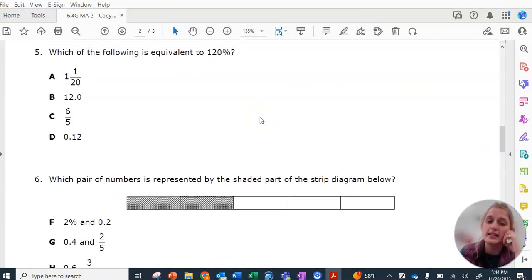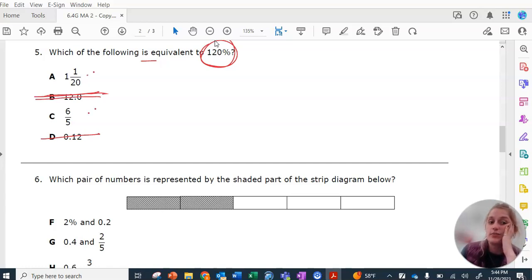Which of the following is equivalent? So we are looking for the one that's the same as 120%. 120% is bigger than 100%, so it can't be smaller than 1. It's also like 100%. You got 100 and an extra 20. So it's not going to be like you got 12 100s. That would be a lot. So you're choosing between one of these two.